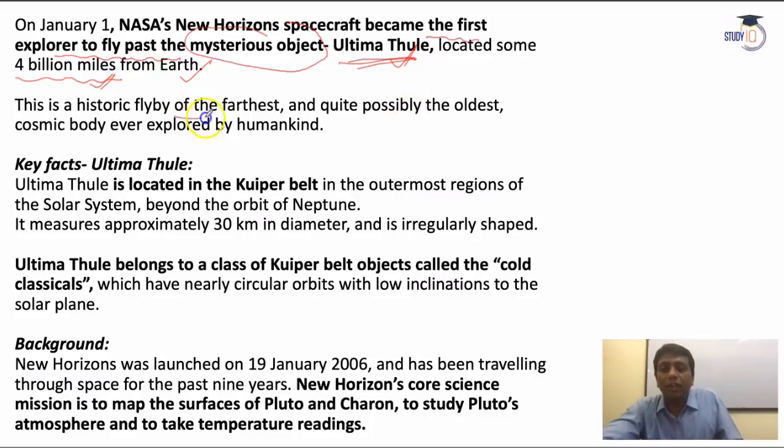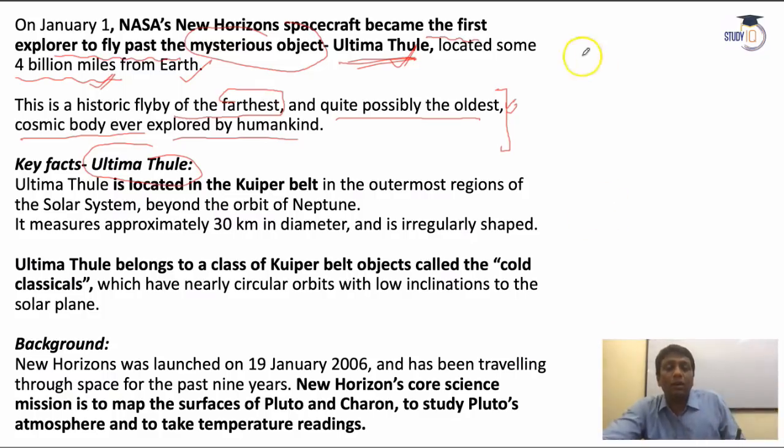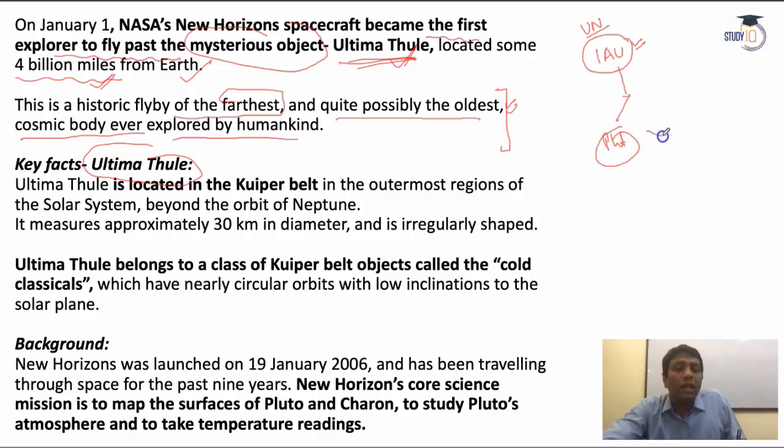It is the historic flyby of the furthest and quite possibly the oldest cosmic body ever explored by humankind. What is Ultima Thule? Actually, NASA's New Horizons mission was sent to study Pluto. With the help of the New Horizons mission, it was proved in 2006 that Pluto is not the 9th planet. All the information sensed and observed by New Horizons reached the International Astronomical Union, which, set up with the UN, gave permission that Pluto will not be the 9th planet. Pluto is out of our solar system's planets.